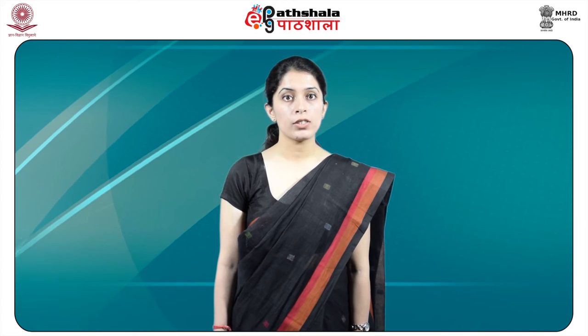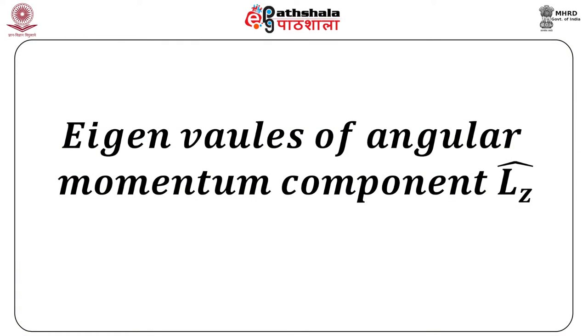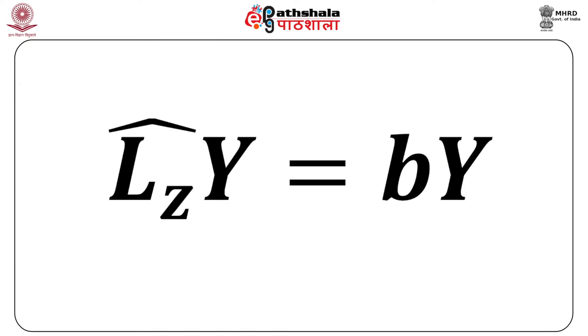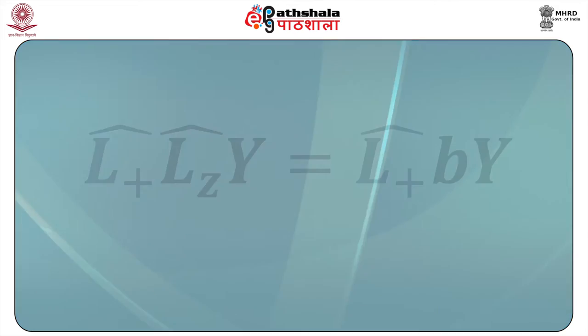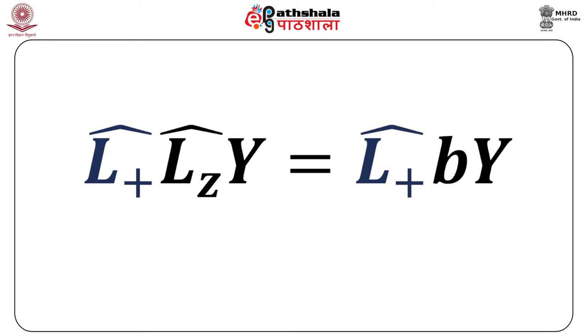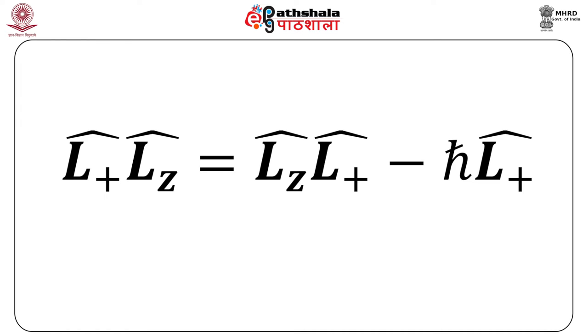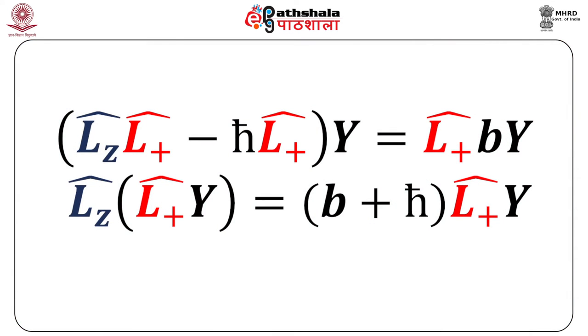With this, we now move towards the derivation of eigenvalues of the angular momentum component Lz. We already defined the eigenvalue equation Lz ψ equals b ψ, where ψ is the eigenfunction and b refers to the eigenvalue. Now, operating on this equation with the operator L plus, we get the expression L plus Lz ψ equals L plus b ψ. We have already derived one commutation relation between L plus and Lz, where the result has been obtained as L plus Lz is equal to Lz L plus minus h cross L plus. Substituting this result in the equation L plus Lz ψ equals L plus b ψ gives us the expression Lz L plus minus h cross L plus ψ equals L plus b ψ.